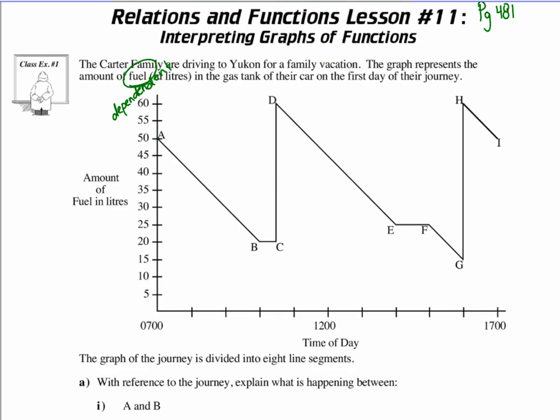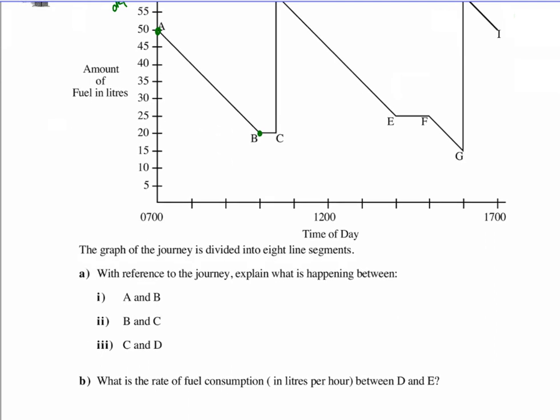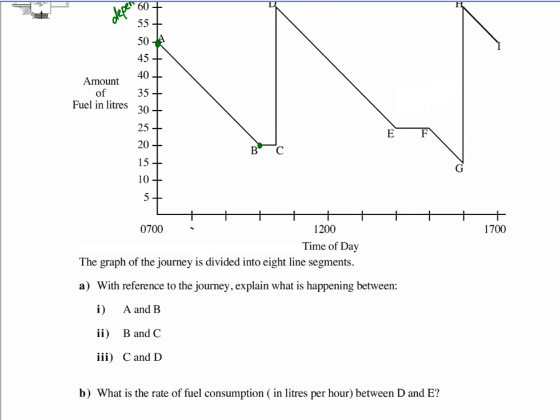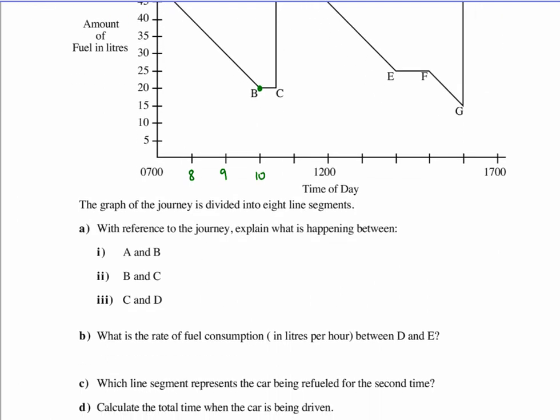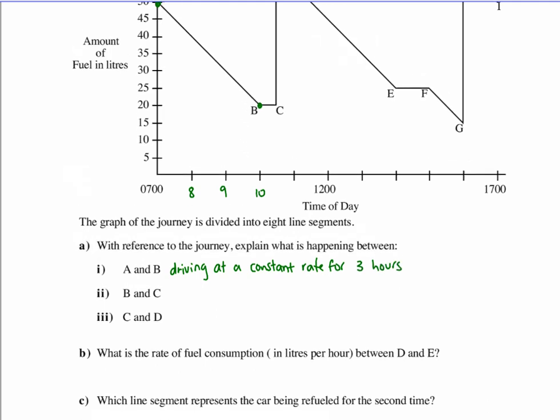Okay, so from A to B, it starts with 50 liters in their tank. And what are they doing? Probably between 7, this would be 8, 9, 10, how many hours would that be? Between 7 and 10. So for 3 hours, they're driving, right? They're driving at a constant rate, because it's a straight line, for 3 hours, because they're burning fuel at a constant rate. So they're probably driving at a constant rate, maybe cruise control.